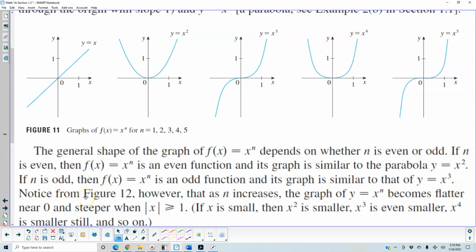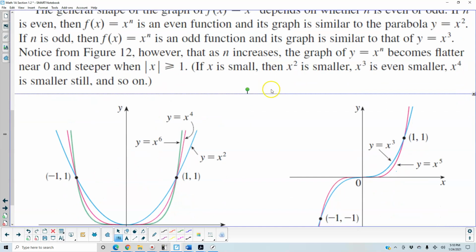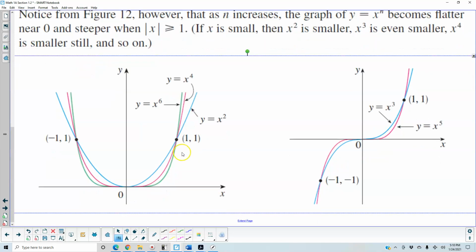Now, notice from figure 12, however, that as n increases, the graph of y equals x to the n becomes flatter near 0 and steeper when the absolute value of x is greater than or equal to 1. So if x is small, then x squared is smaller, x cubed is even smaller, x to the fourth is smaller still, and so on.